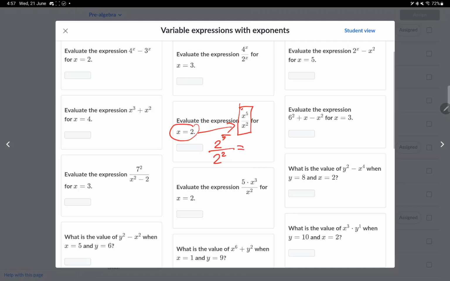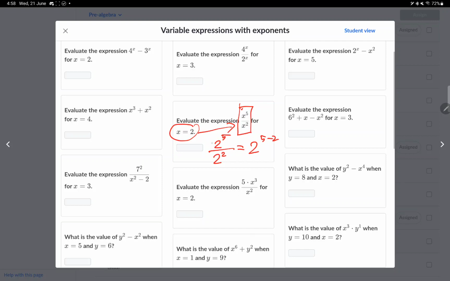Okay. And Alvina, what would you do when we see something like that? What's the next step? Tell me the idea first before you do it. You have to subtract the power. Simplify the powers. Very good. How do you simplify that? 5 minus 2. Very good. It's 2 to the power of 5 minus 2.